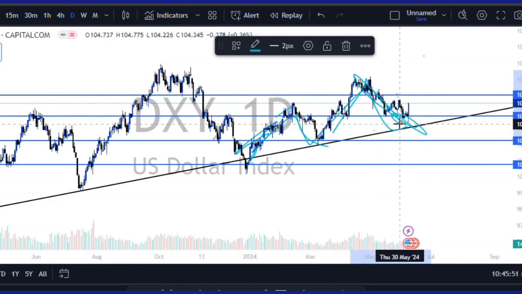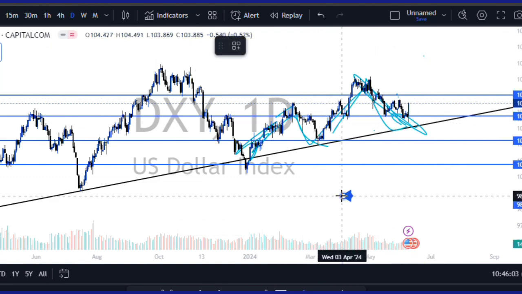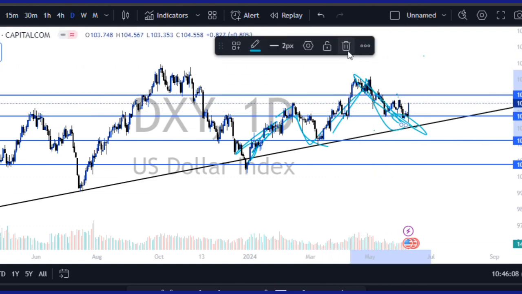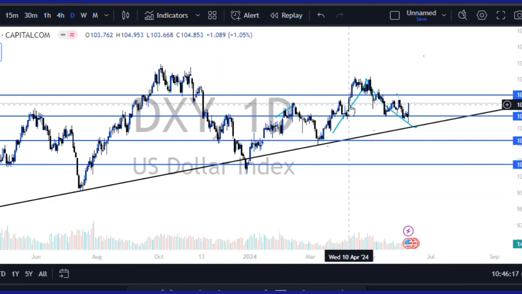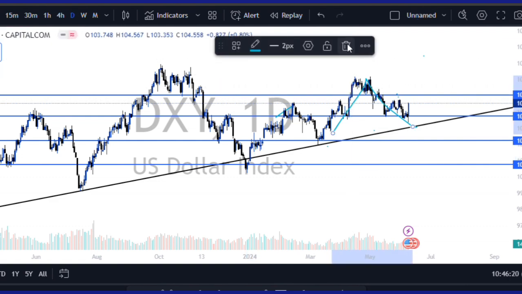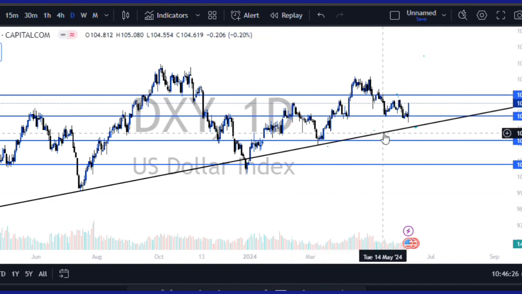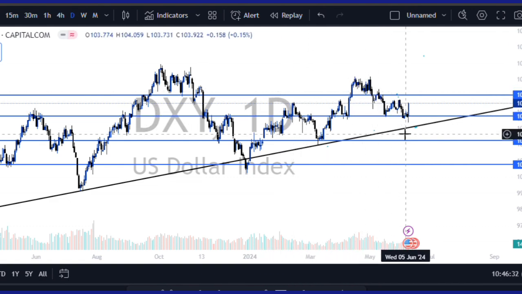Right now we are in a correction, and after a correction we're expecting again an impulsive move to the upside. That's what we are expecting. Let me clear my charts first. Right now we are done with the correction, so we are expecting an impulsive move to the upside. From here to here, this is a correction.